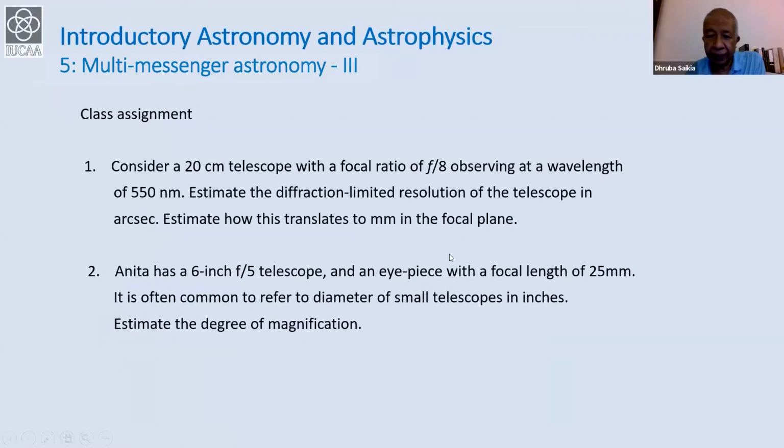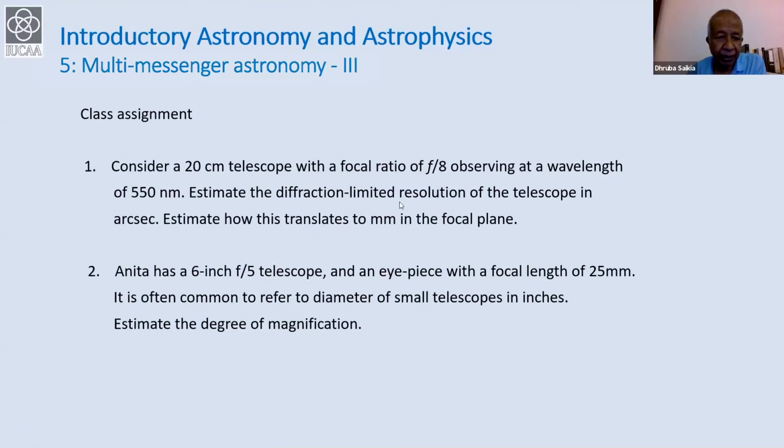There are two other little sums that I was also going to give you, but you can do that yourself later. But we'll just quickly mention what is involved. Consider a 20 centimeter telescope with a focal ratio f/8, observing at a wavelength of 550 nanometers. What I've asked you to do is estimate the diffraction limited resolution and how this translates to millimeters in the focal plane. And the second one is a 6-inch f/5 telescope, and an eyepiece with a focal length of 25 millimeters.